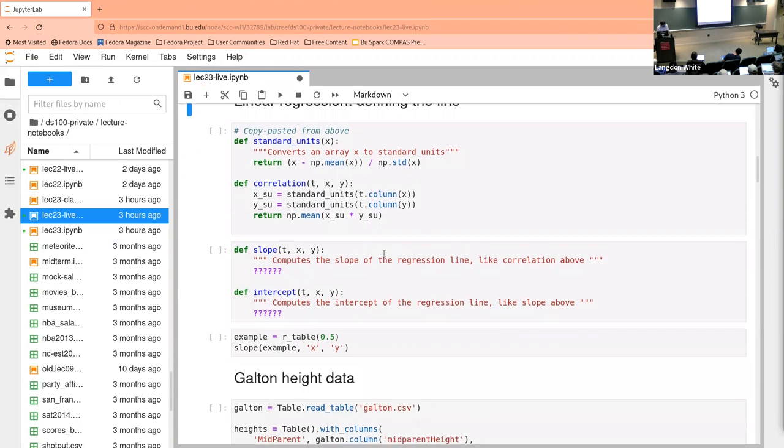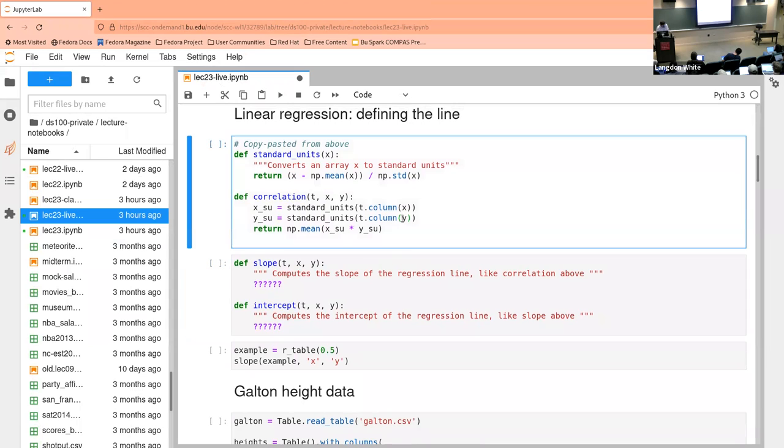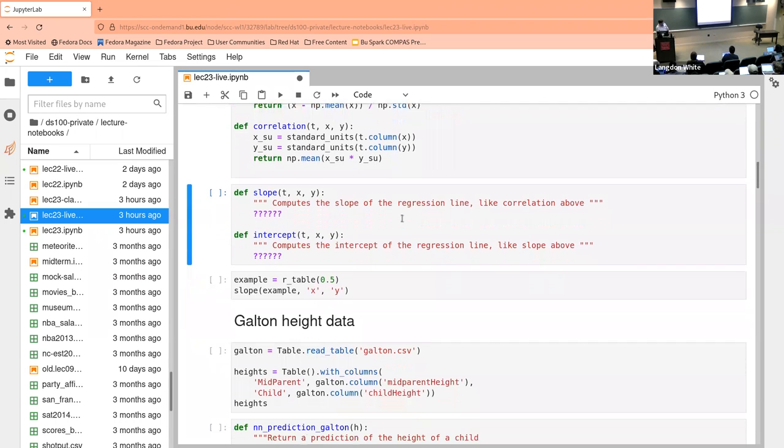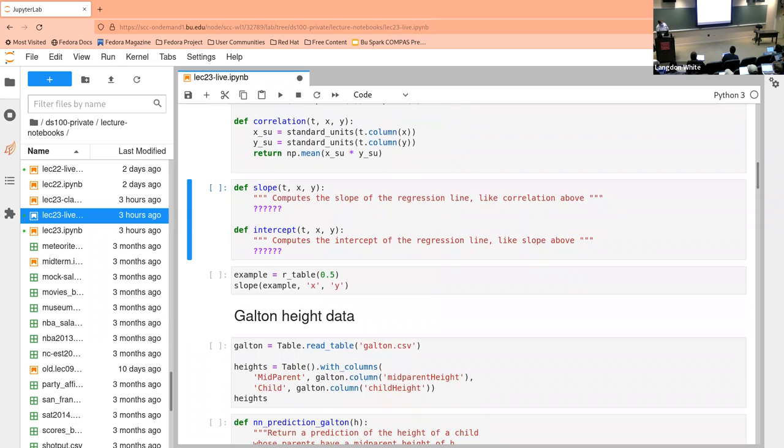As we did last time, or maybe two times ago, we have a function that will convert something to standard units when you pass it in, and then we'll also calculate the correlation. So we have those two methods. But now what we want to do is also create something that will calculate the slope and the intercept.